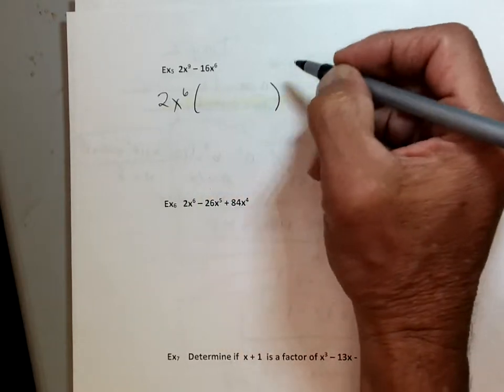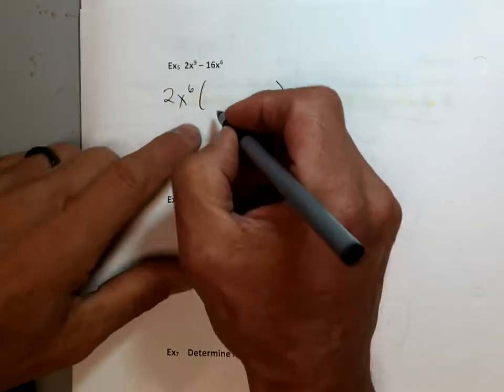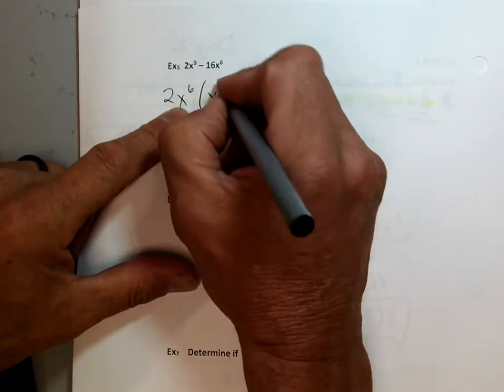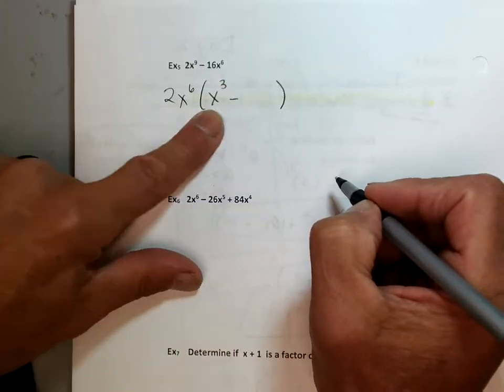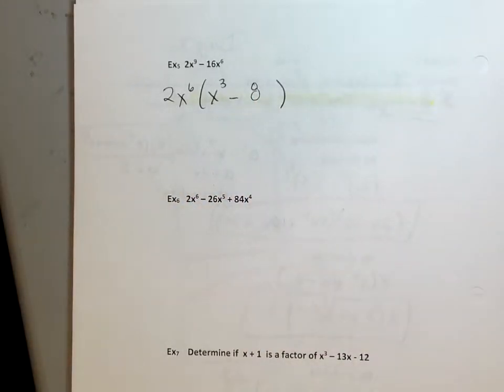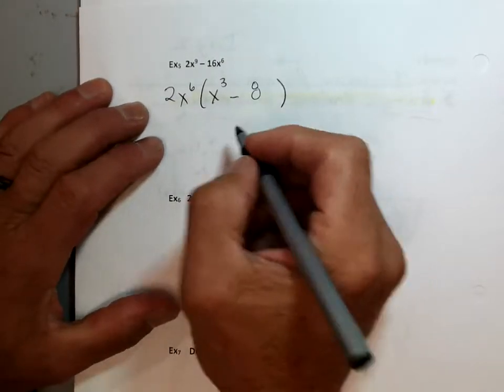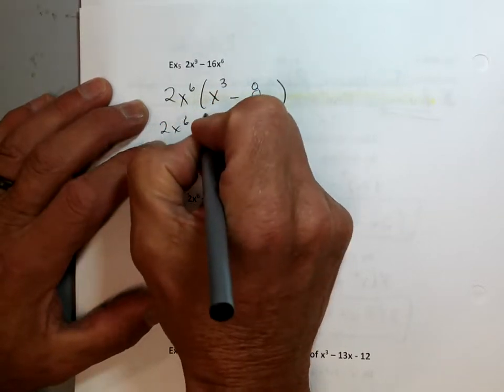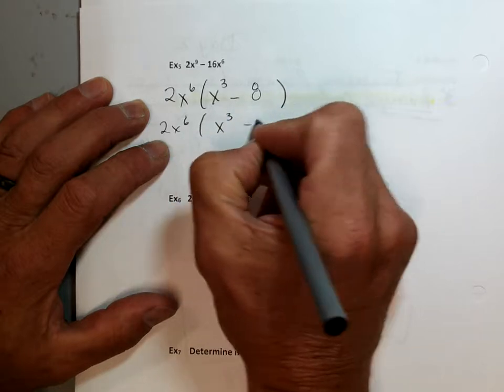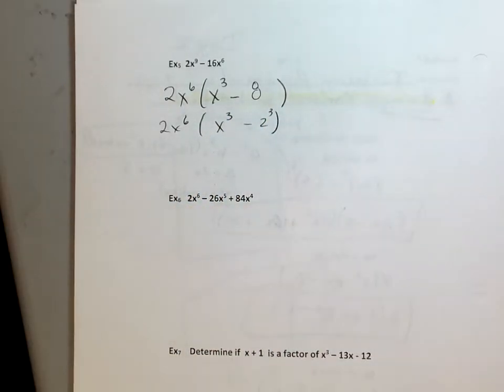Okay? So, if I take out a 2x to the 6th, I'll have an x to the 3rd minus 8. Okay? Now, normally I'd be done, but I recognize something. Wow. Do you see this? So if I rewrite what I have, 2x to the 6th, and make this x cubed minus 2 cubed, you see that? Then I can let my a be my x, and my b is my 2, right?